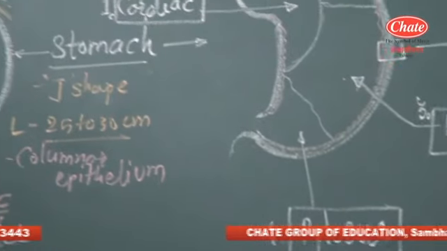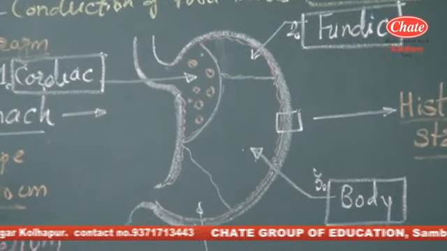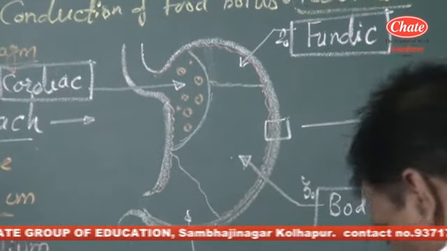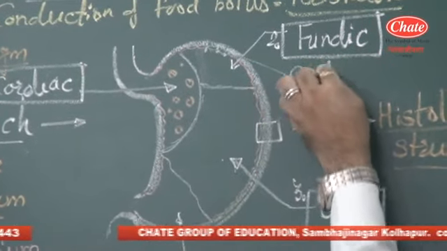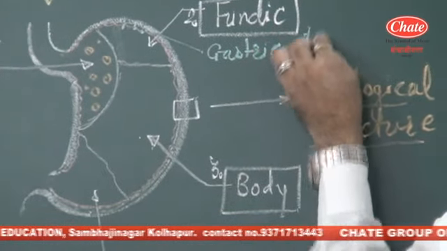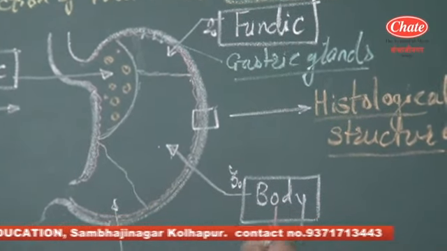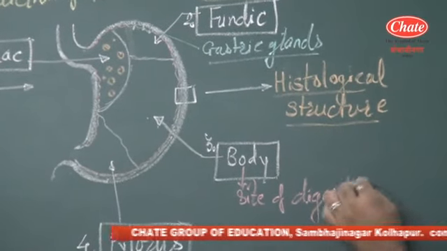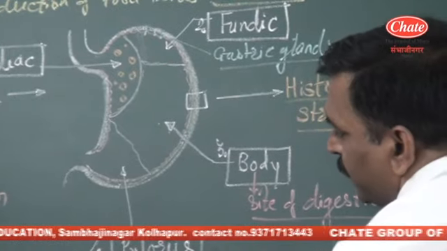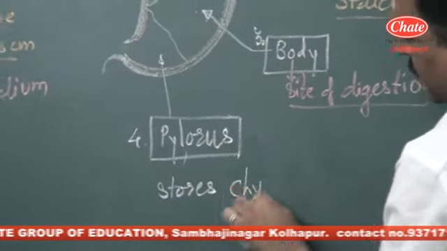Cardiac region stores the food bolus during swallowing. In the fundic region, we can observe more gastric glands. So gastric glands are abundant in the fundic region. The body region is the site of digestion, while the pyloric region stores chyme.